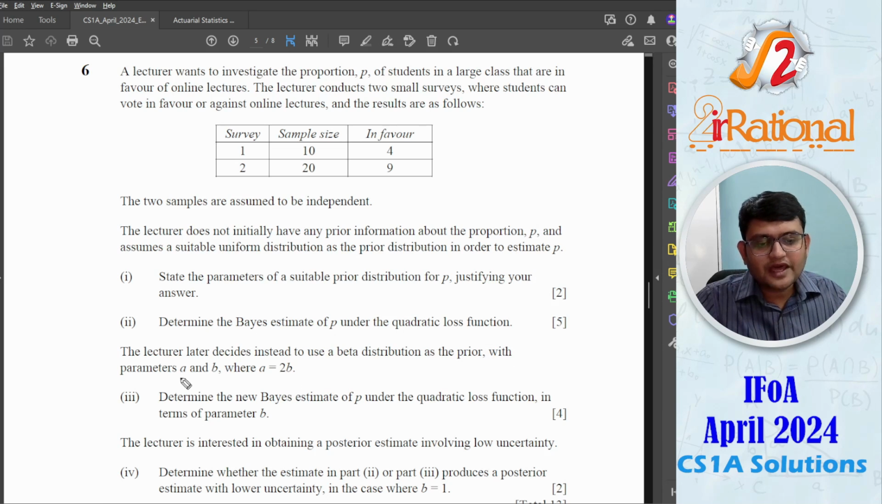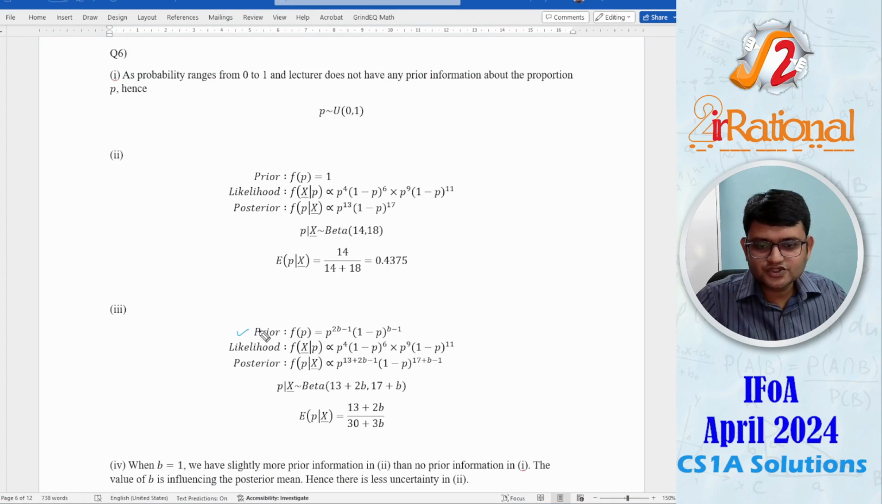For the third part, the lecturer later decides instead to use a beta distribution as the prior with the parameters a and b, where a is equal to 2b. Third part is determine the new Bayes estimate of P under the quadratic loss function in terms of parameter b. Now our prior is going to change. It comes from a beta distribution where alpha is 2b and beta is b. Likelihood is exactly the same as before.